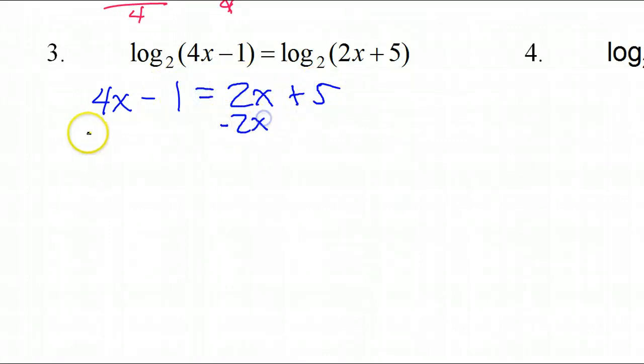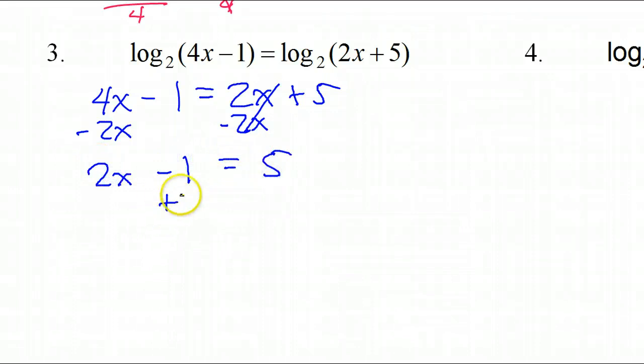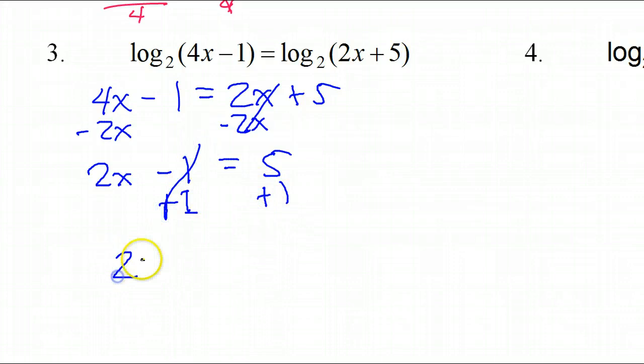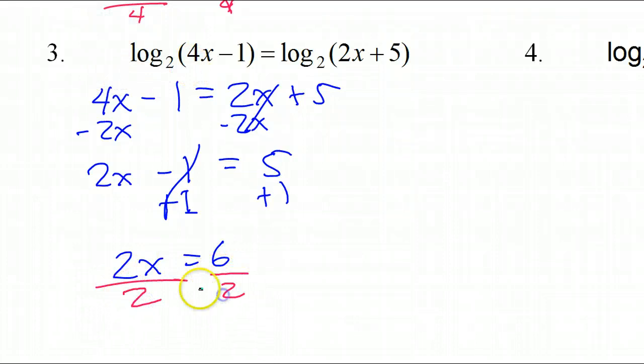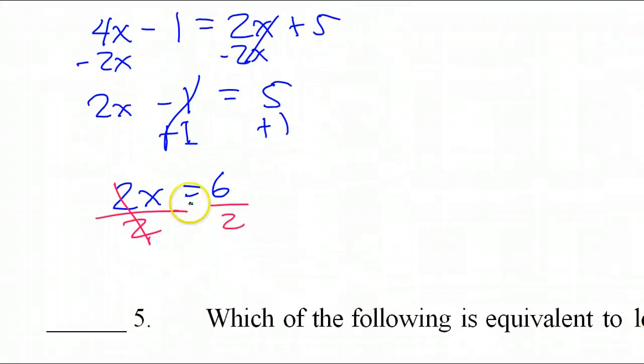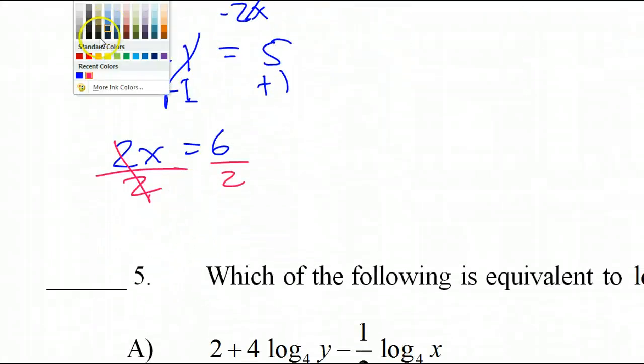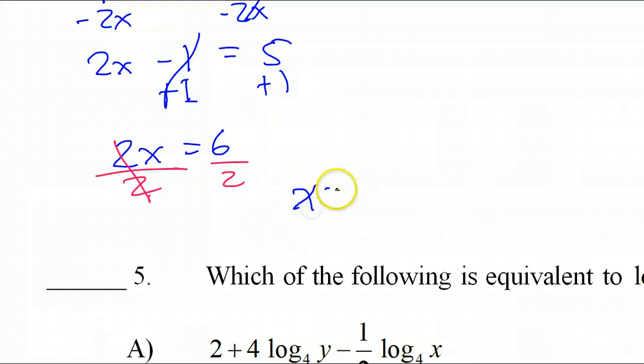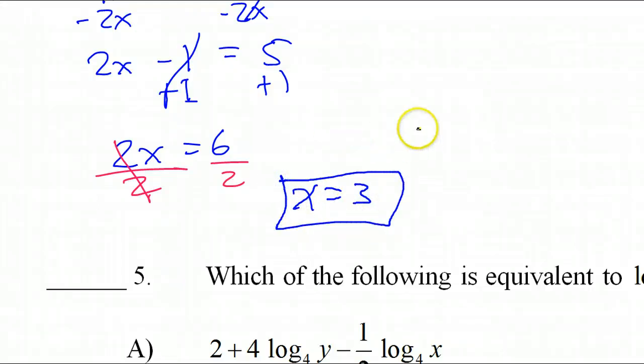Let's subtract 2x from both sides to get those x's in one place. 4x minus 2x is 2x. Then we'd want to add 1 to both sides. So that'll give me 2x equals 6. Time to divide. So x is equal to 3.